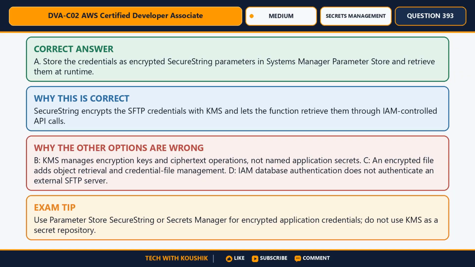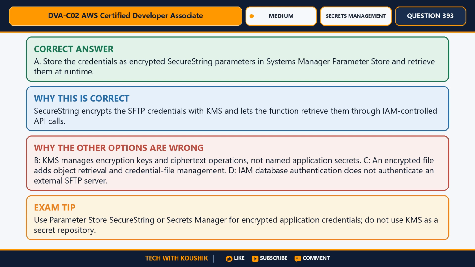The correct answer is A. Store the credentials as encrypted SecureString parameters in Systems Manager Parameter Store and retrieve them at runtime. Here is why. SecureString encrypts the SFTP credentials with KMS and lets the function retrieve them through IAM-controlled API calls. Why are the other options not correct?